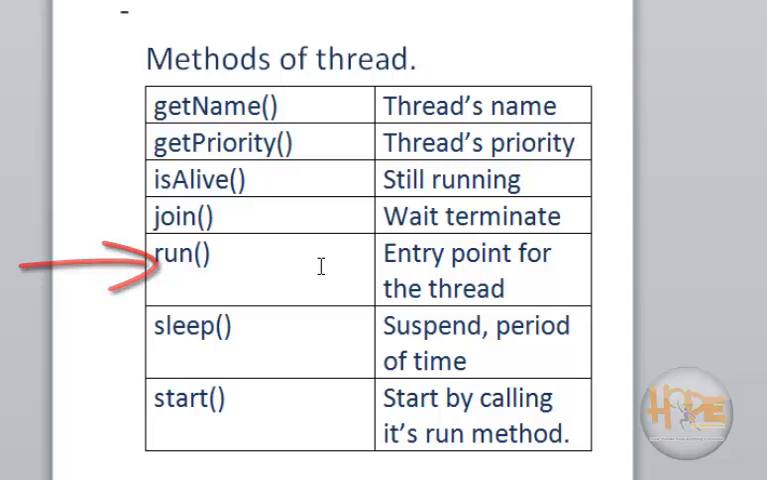run method. This is the entry point of the thread from which the thread is executing. sleep. Sleep is used to suspend a thread for a period of time. start is used to call the run method.